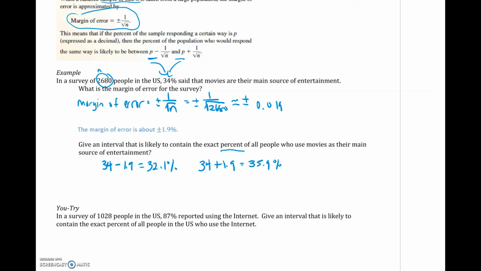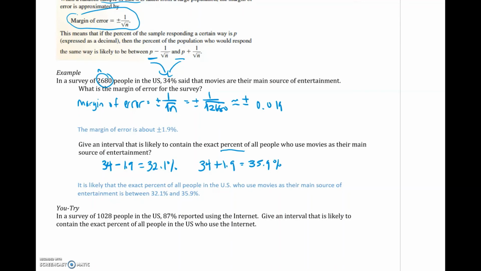Same if you want to do 0.34 plus 0.019 and then convert 0.359 to a percentage afterwards, go for it. But again, we want the answer here in percent. So there's our range. So it's most likely that the exact percent is somewhere between 32.1% and 35.9%. So there we go. So it's likely that the exact percent of all people in the US who use movies as their main source of entertainment is between 32.1% and 35.9%.